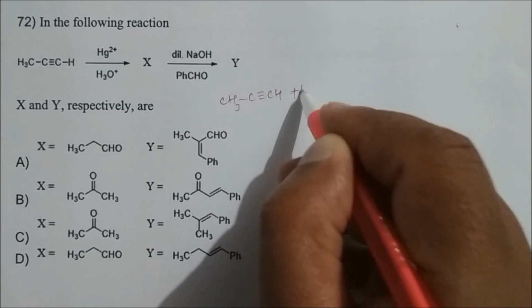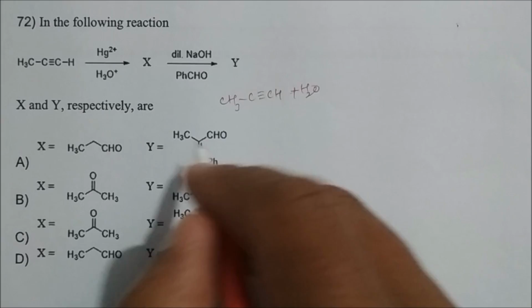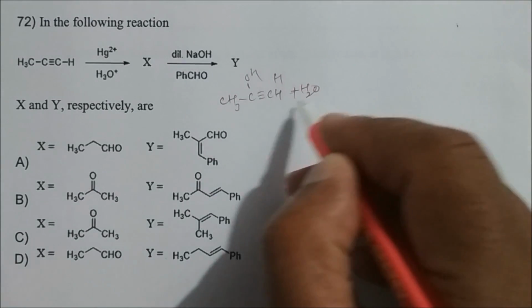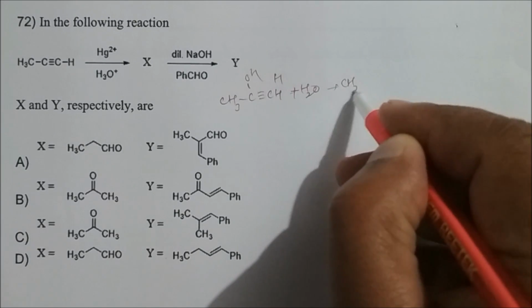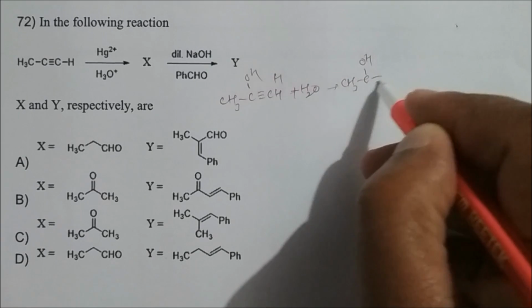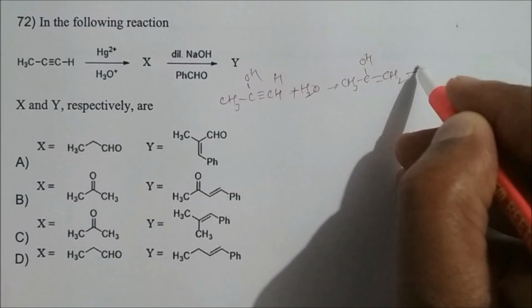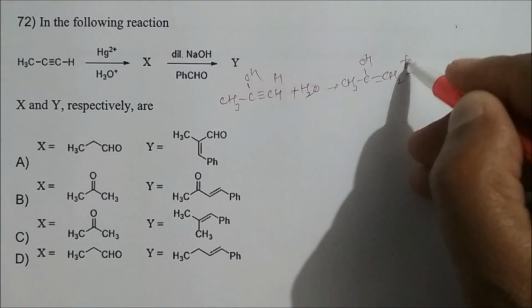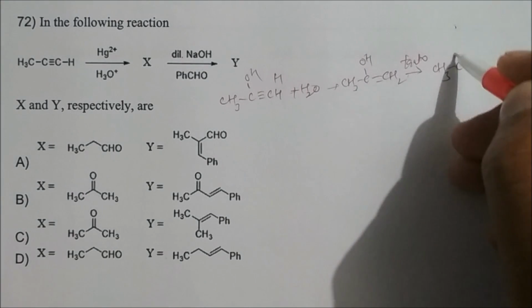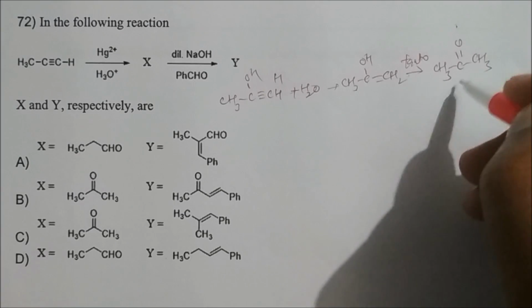So if you add water in the presence of this acid and mercury as a catalyst, OH is added on this side and hydrogen is added, so it will form CH3, C(OH), and this will have a double bond with CH2, and this will again tautomerize. So on tautomerization, what will happen? This will convert into CH3, CO and CH3. So this is your acetone.